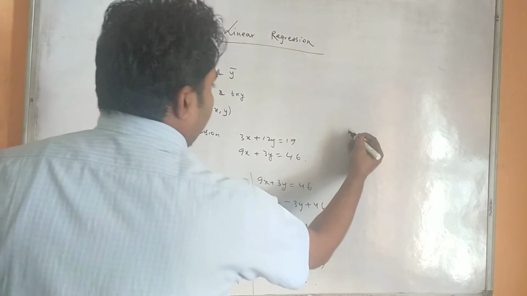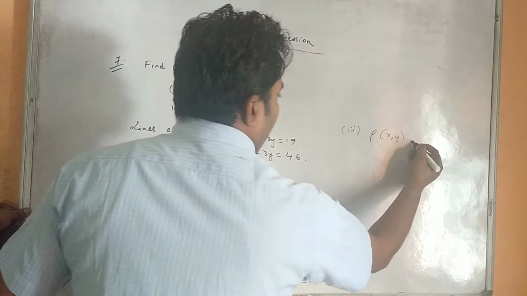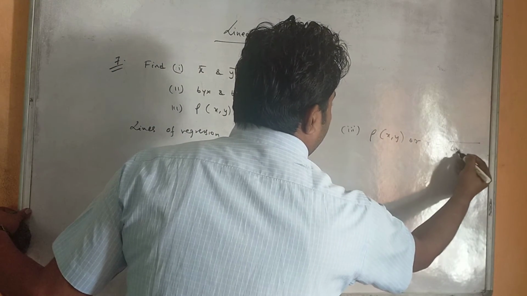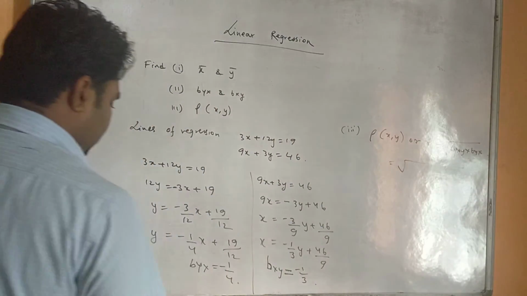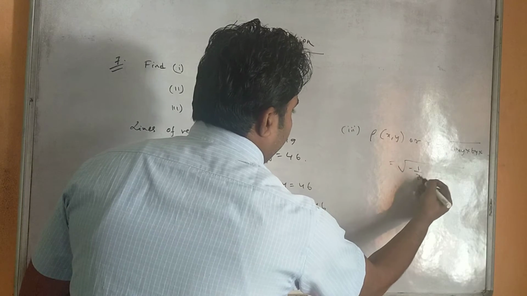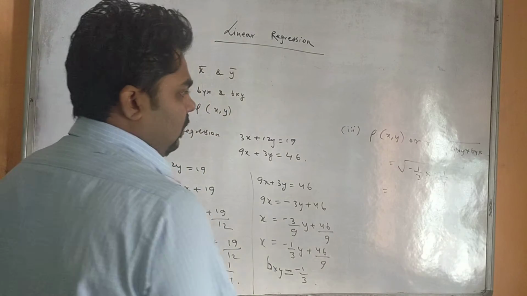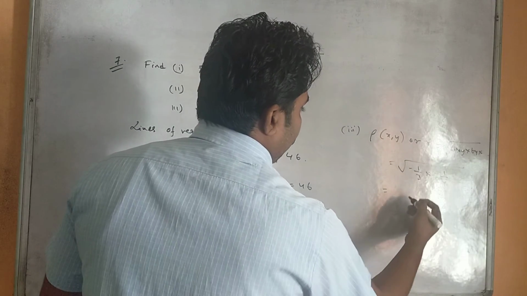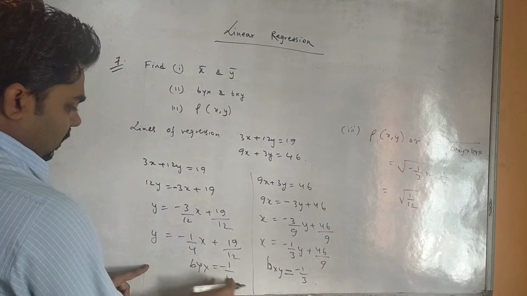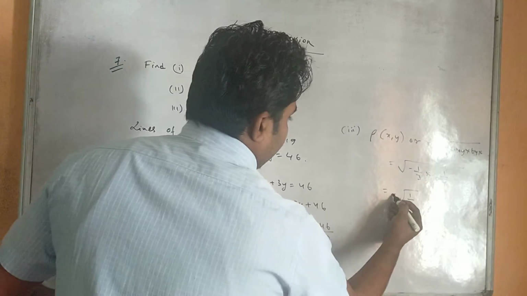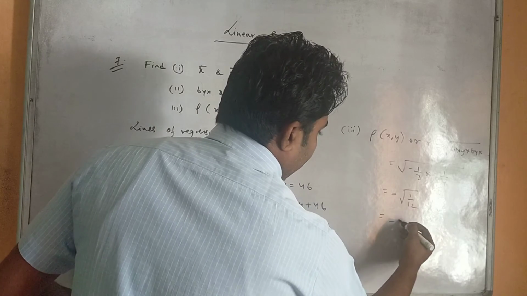Next, point number 3, we have to find rho of x and y, that means the coefficient of correlation, or r. What is the formula? Root under bxy into byx. We got minus 1 by 3 into minus 1 by 4, right? So minus into minus is plus, that means root under 1 by 12. But make sure both the coefficients are negative, so the answer will be negative. Okay, so minus, now when you find this one, 0.28.